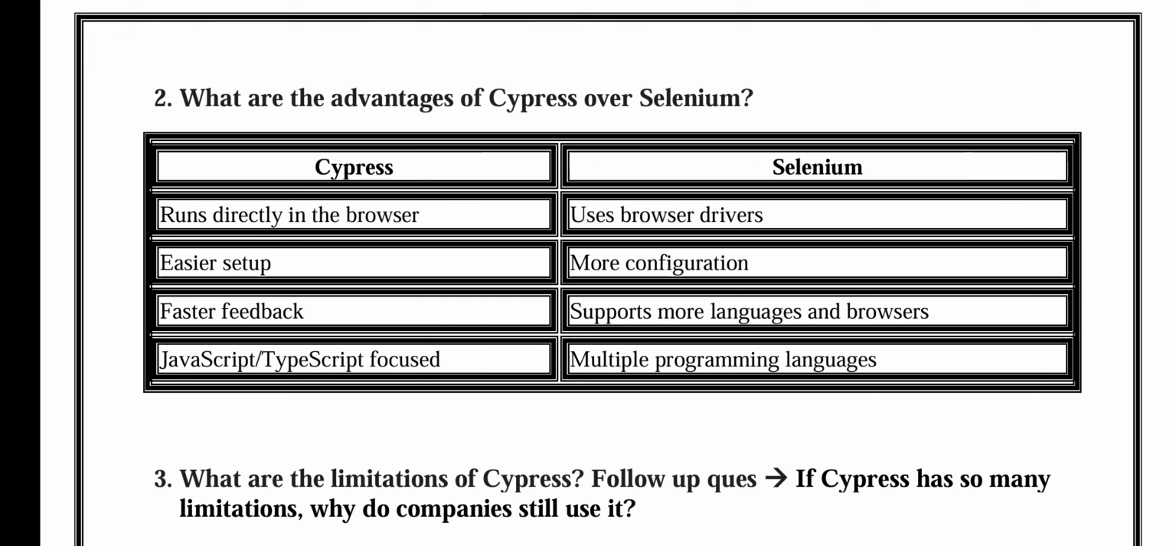So what are the advantages of Cypress over Selenium? Cypress runs directly in the browser, whereas Selenium uses a browser driver. Cypress is known for easier setup, whereas Selenium requires more configuration. Cypress is beneficial for faster feedback, whereas Selenium supports more languages and browsers. Cypress works well mainly with JavaScript or TypeScript, whereas Selenium supports multiple programming languages.